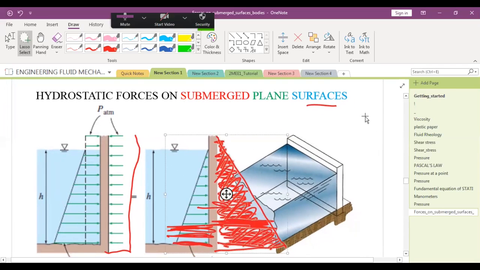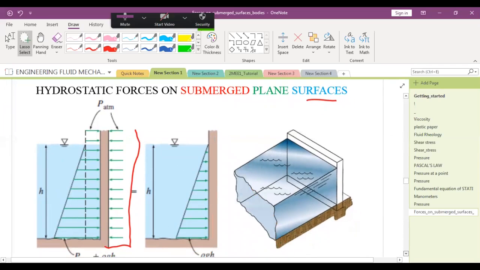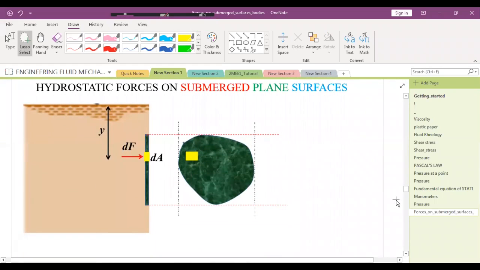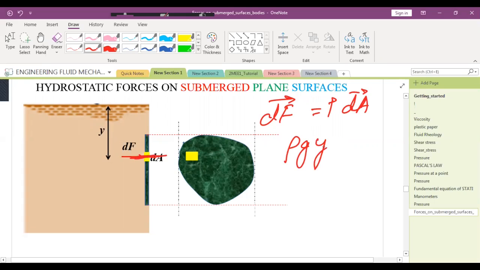No, sir. So now I am coming to the analysis of the vertical wall. So like we did for horizontal surface, I am again taking a small differentially small element at a location y. Now what will be the small force dF equal to? P dA. And what is P at this location? Rho g y. So dF is equal to rho g y into dA.